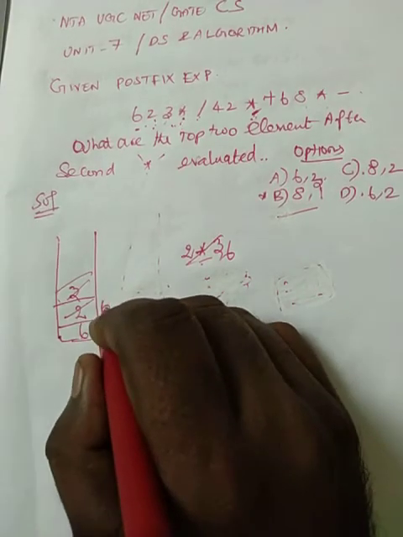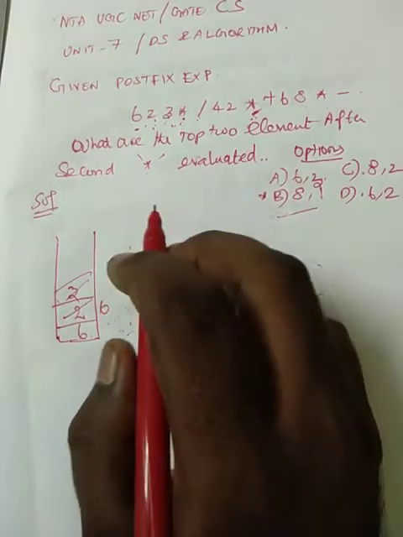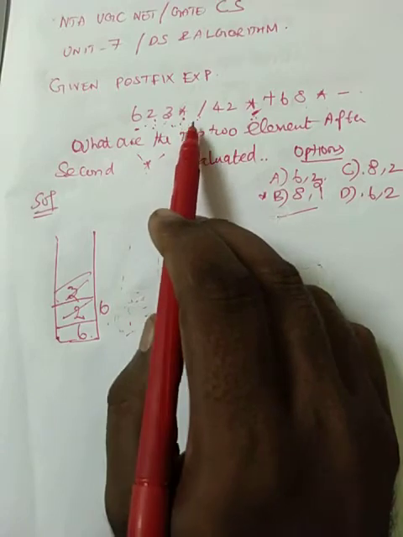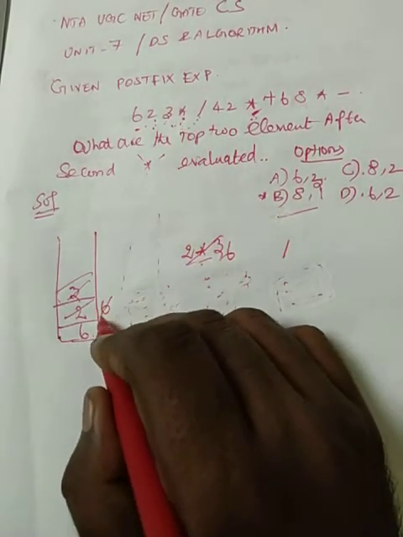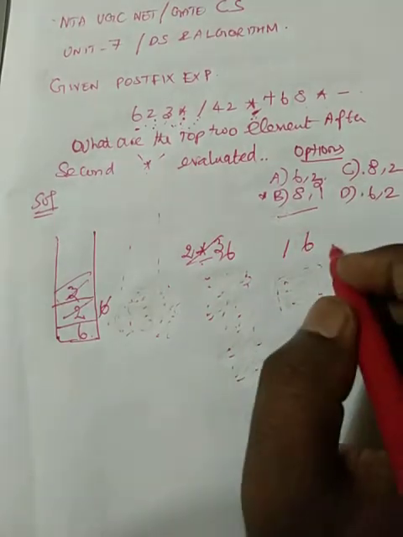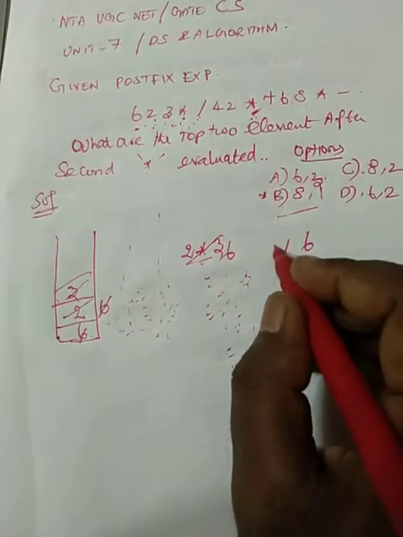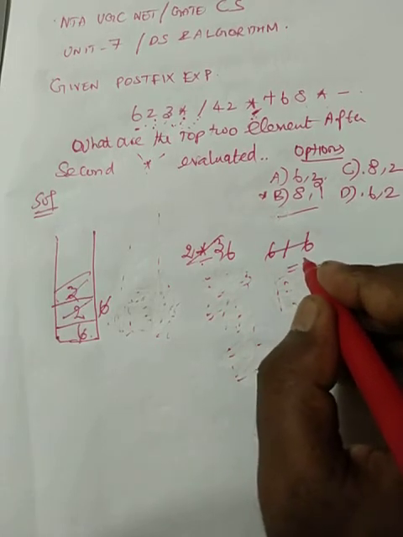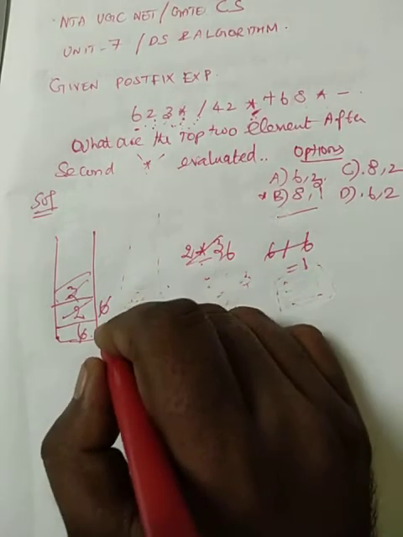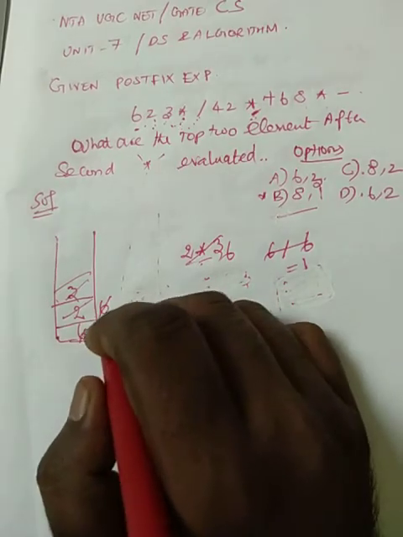So now 6 and 6 are the two elements present in the stack. Then immediately division comes. I pop this 6 and keep it on the right side, and again pop this 6 and keep it on the left side. Now the result is 6 by 6, which is 1. So now the answer is 1, and I keep it here.